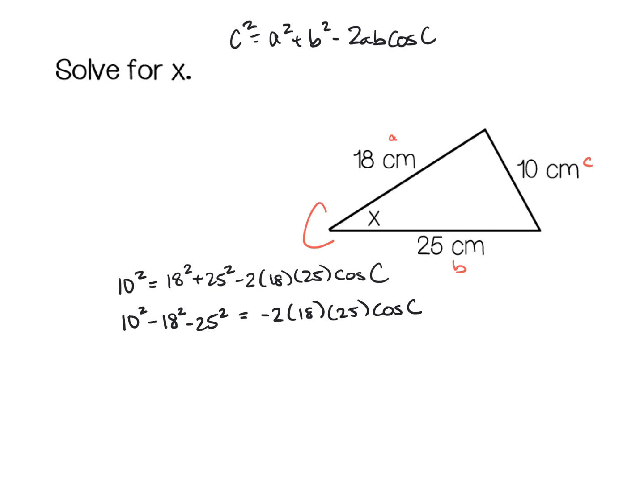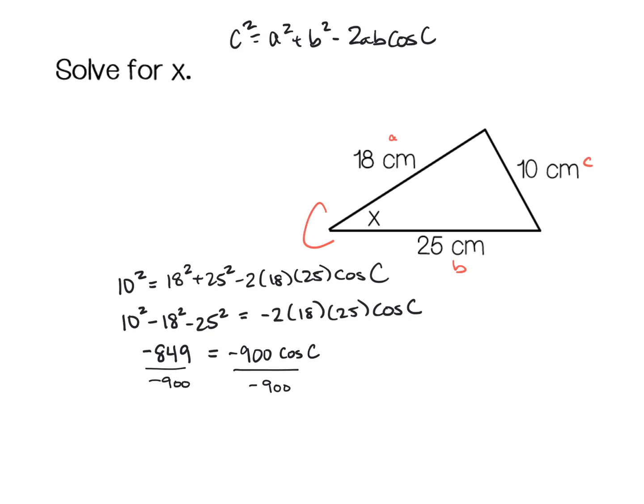So I'm going to go ahead and simplify that. So we have 10 squared minus 18 squared minus 25 squared. That gives me negative 849 equals, and I'm going to go ahead and simplify this part as well. So negative 2 times 18 times 25 gives me a negative 900 times the cosine of C. Now keep in mind, I'm trying to get C, that's my variable, by itself. So I have to divide by a negative 900.